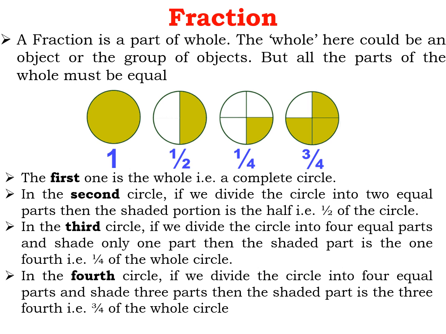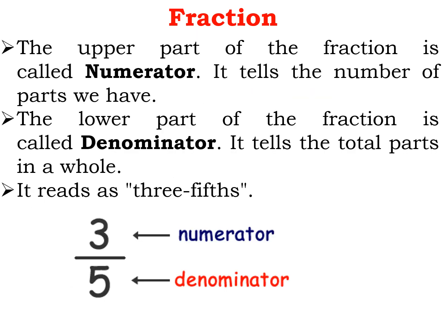In the second circle, if we divide the circle into two equal parts, then the shaded portion is the half, that is 1 by 2 of the circle. In the third circle, if we divide the circle into four equal parts and shade only one part, then the shaded part is 1/4, that is 1 by 4 of the whole circle. In the fourth circle, if we divide the circle into four equal parts and shade three parts, then the shaded part is 3/4, that is 3 by 4 of the whole circle.